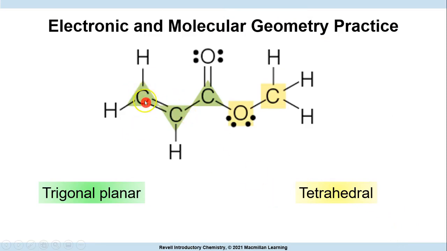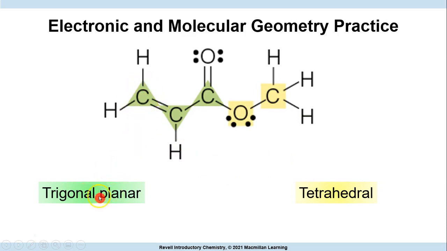Now, let's look at the electronic and molecular geometry for a compound that has more than 1 central atom. So we are looking at this compound here. With more than one central atom, how then are we going to determine the shape? So we are going to determine the shape of each central atom here. So for this carbon, and for this oxygen and this carbon.